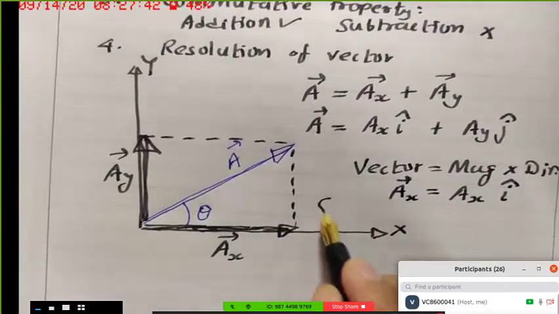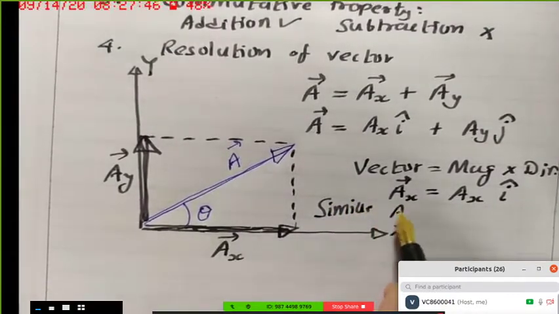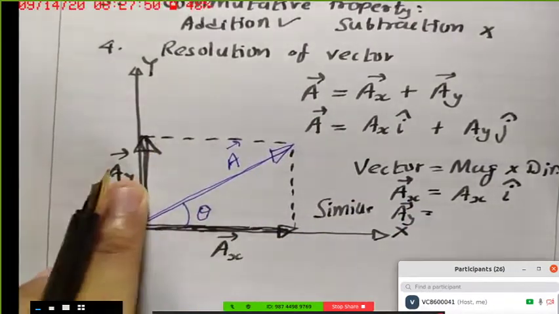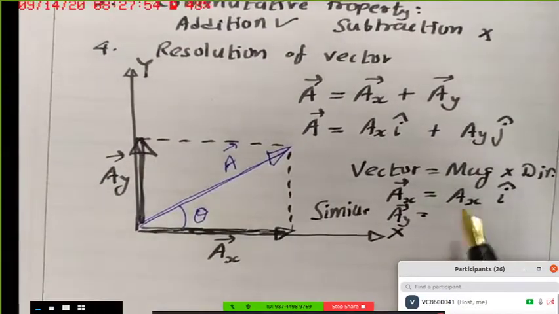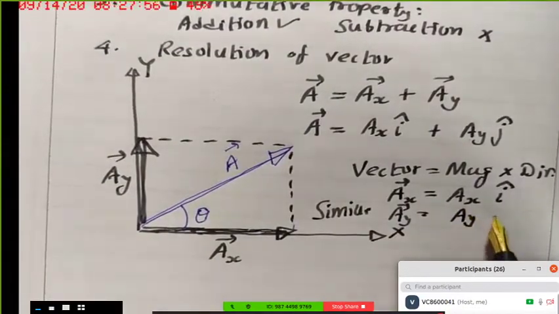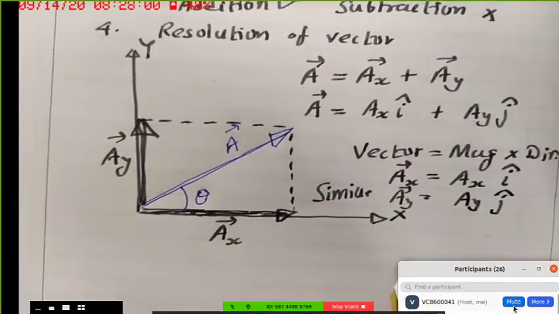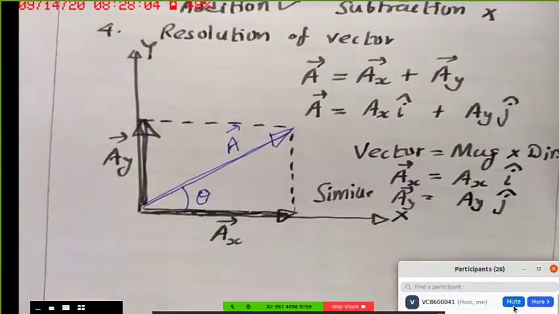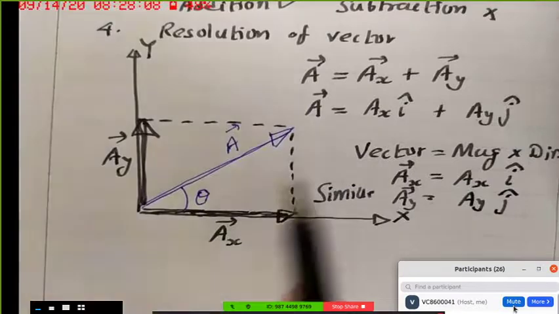Similarly, vector Ay, what is its magnitude? Ay. And what is the direction? Y axis, so j hat. Okay, this is one thing. Now Manya's question. Is it clear? Yes, sir. How we came from this to this.